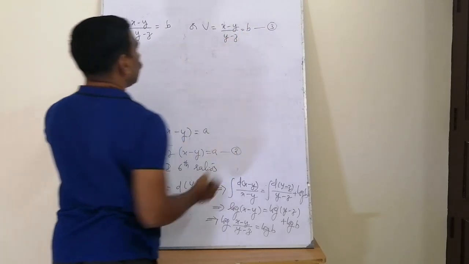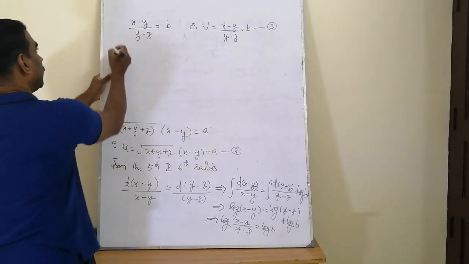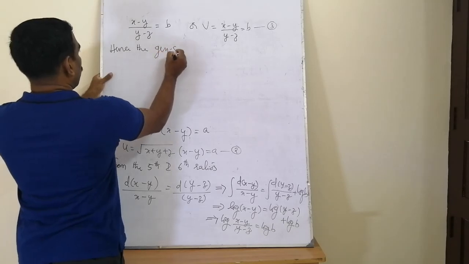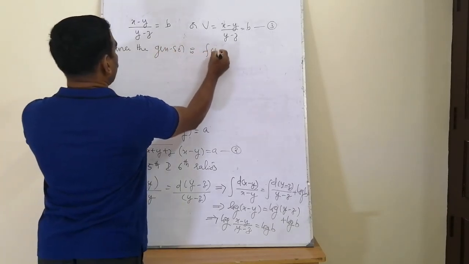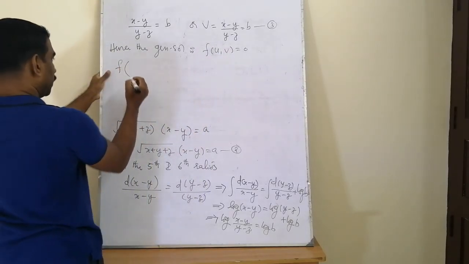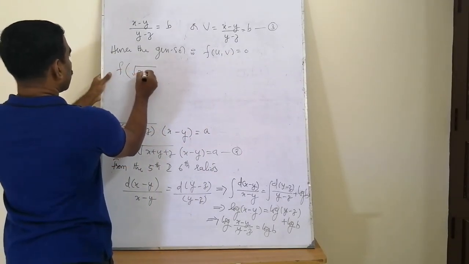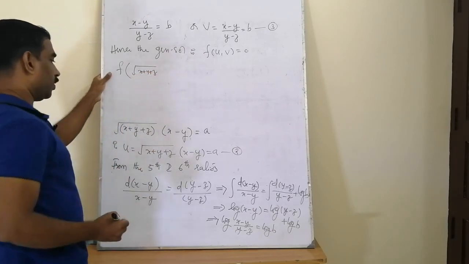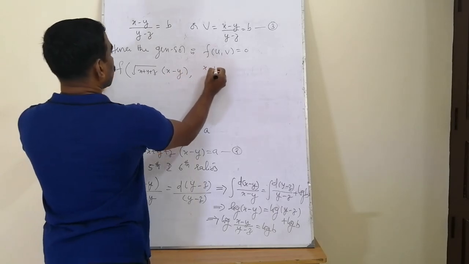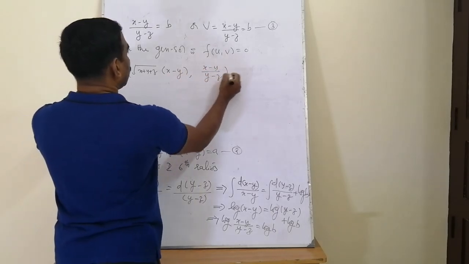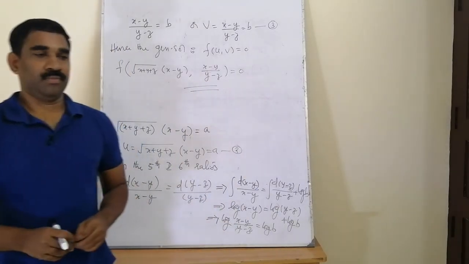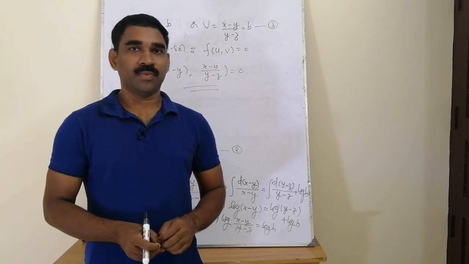Set number 3. So we have two independent solutions, hence the general solution is f of u, v is equal to 0. That is f of first expression, square root of x plus y plus z into x minus y, comma x minus y divided by y minus z, equal to 0, where this f is an arbitrary function. Okay, thank you.